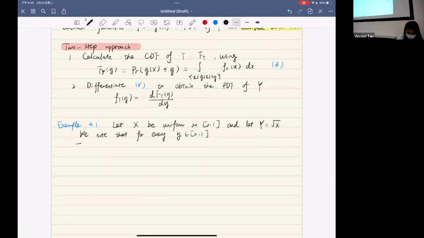Then we implement this two-step approach. For step 1, the CDF of Y is equal to the probability that the square root of X is smaller than y. Then we can take the square on both sides, so we get X smaller than y squared. Since we know that X is uniform on 0 to 1, we can integrate this probability as follows.